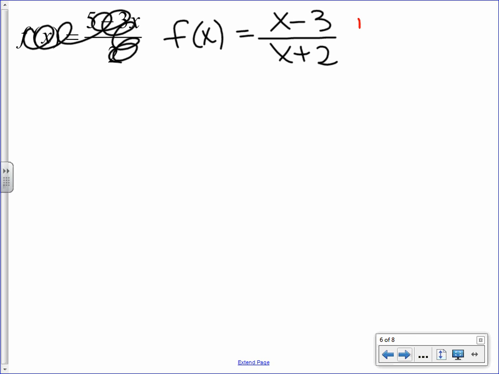What is the domain of this function? Everything besides -2. Because that is where, graphically, we have an asymptote, right? Now, how do we find a range? A rational function has a vertical asymptote and it has a horizontal asymptote. So our range is everywhere except that horizontal asymptote.